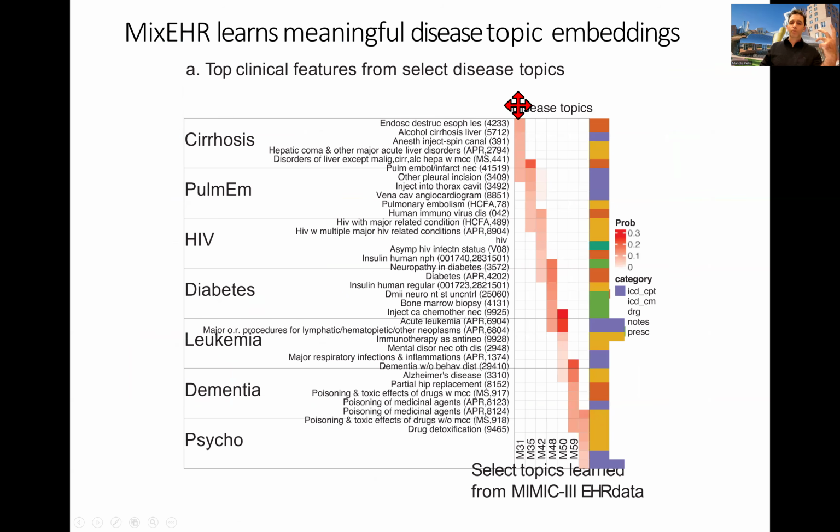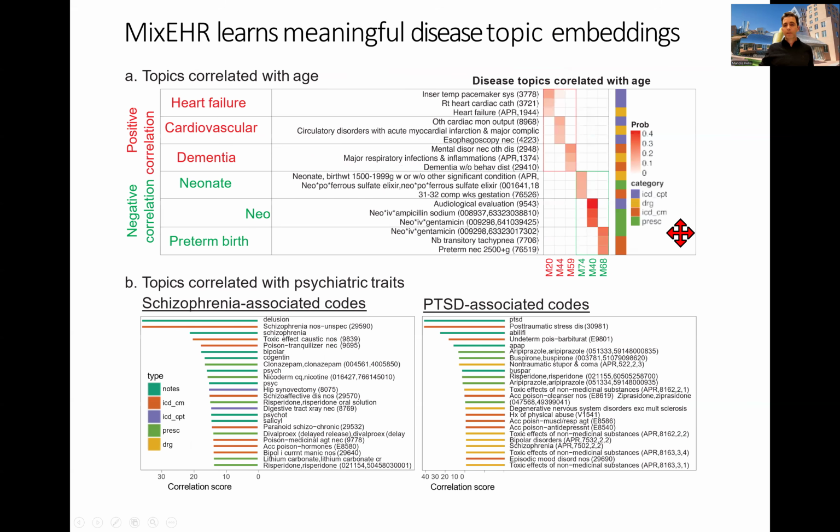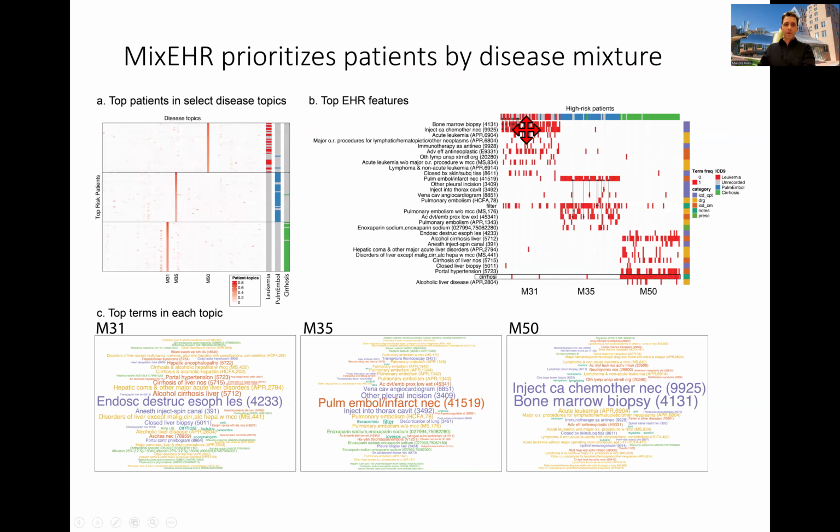And that allows you to start modeling disease topics for every patient that are multimodal. So, for example, the topic of cirrhosis or a pulmonary embolism or HIV or diabetes or leukemia or dementia or psychiatric conditions is modeled using a combination of features across different types of variables. These variables can be the DRG code, the ICD-9 code, the prescription, and so on and so forth. And these are now combined with each other instead of just living in different spectra.